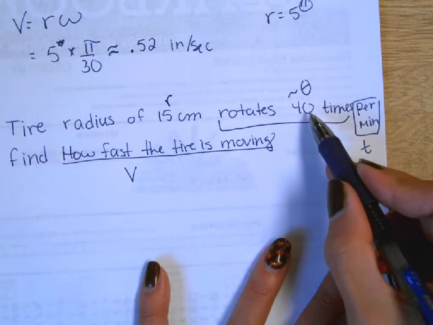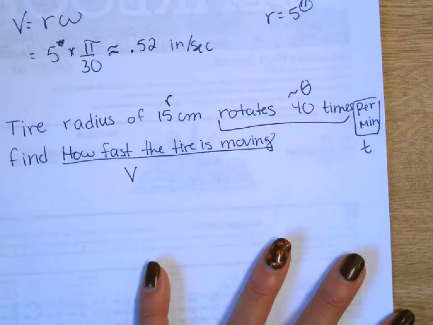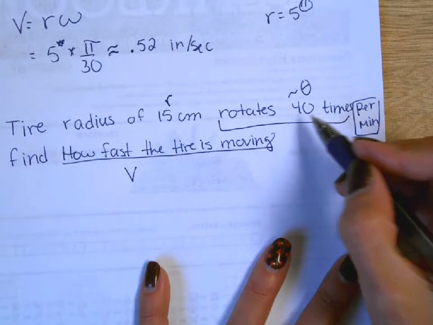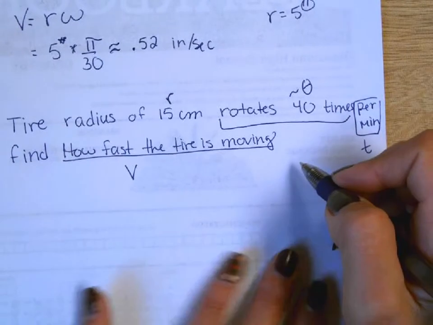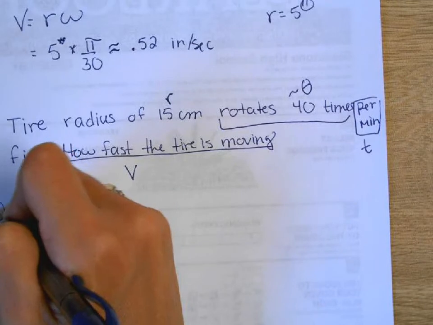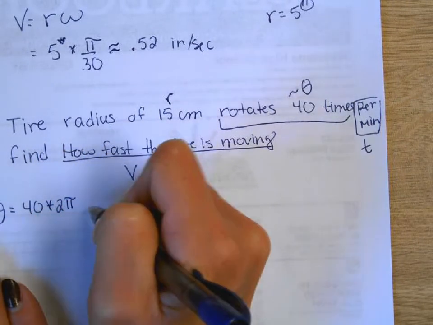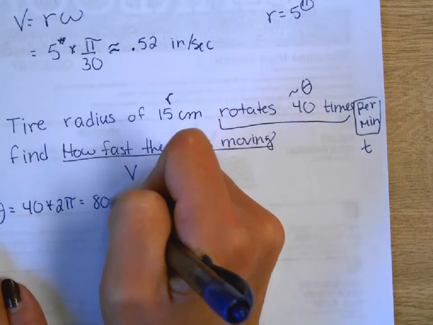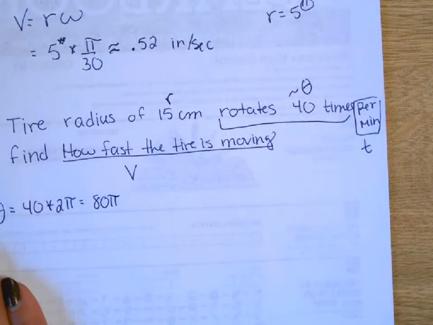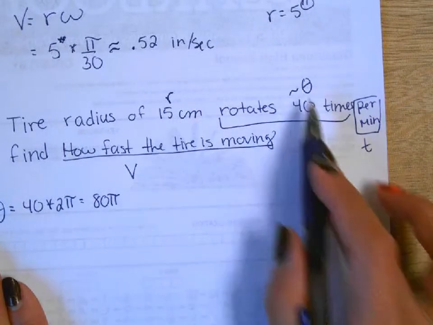How do I turn 40 rotations into radians? Each one is 2 pi. So every time I go around, that's 2 pi, correct? So to get theta, I'm going to do it off to the side, theta actually is 40 times 2 pi, or 80 pi. So I've got V, R, theta, and T.